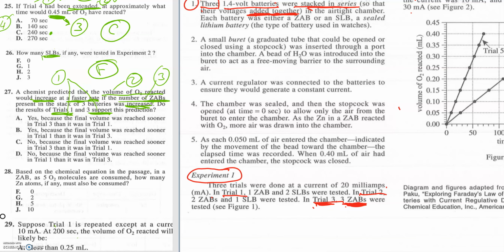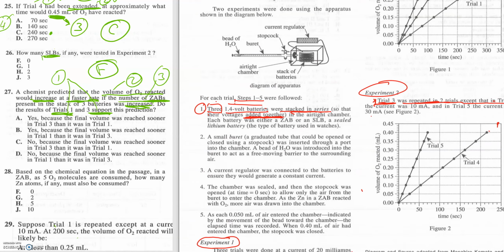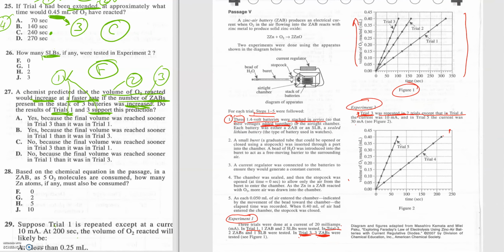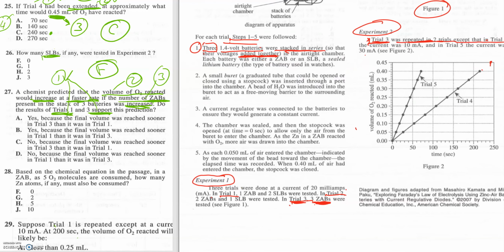Trials 1 and 3, let me find that. Oh, I'm losing my bearings. Figure 1 has trials 1 through 3, so we've done the first step. Volume of O2 reacted is up here, and he says it would be faster if the number of ZABs increased. This figure doesn't tell us anything about ZABs or SLBs. The graph doesn't, so we're going to have to read. If you don't find it in the graph, you're going to have to read the experiment information.